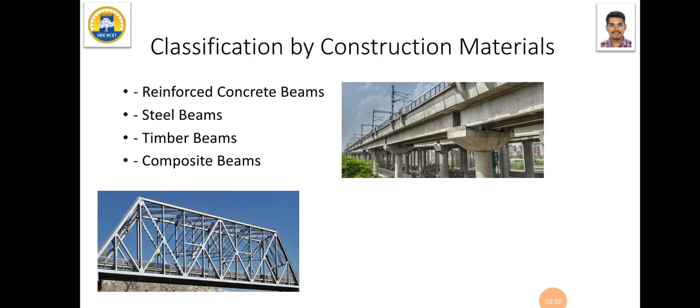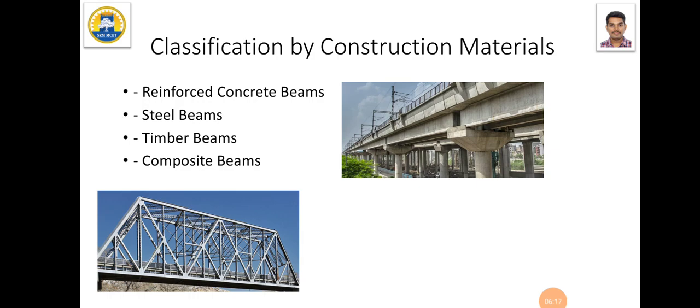Classification based on construction materials we are using. So of course, you know that RCC, reinforced concrete beams, are completely made up of concrete and steel. And the next one is steel beams. You might have seen across these railway bridges. So the picture what you see here is a steel beam.